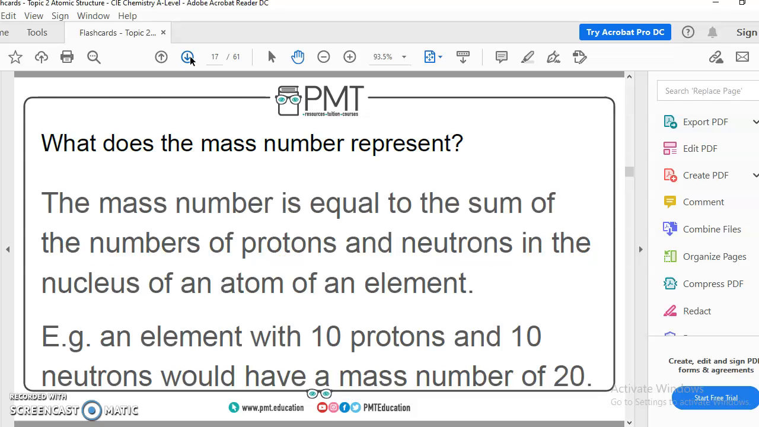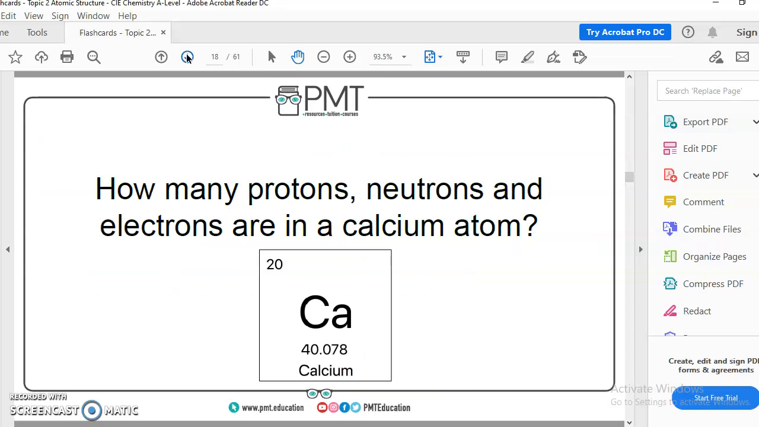The mass number represents the total number of protons and neutrons in the nucleus of an atom. For example, if we have an element with 10 protons and 10 neutrons, protons plus neutrons overall make the nucleon number, which would be 20.